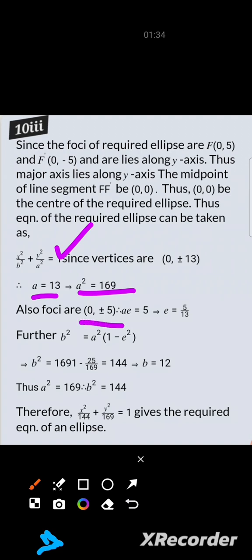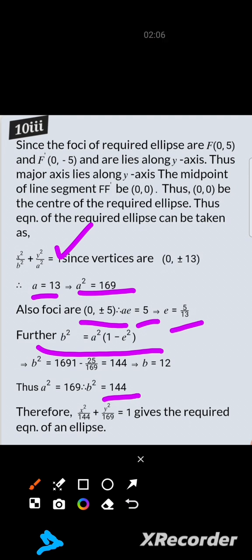So as we know, the foci are at 0 comma plus minus ae, so ae is equal to 5. Then by substituting the value of a, e comes to 5 by 13. So this is to be utilized to find the value of b, like the last sum. b square is equal to a square into 1 minus e square. So b square is coming to 144. Just simplify and find out the value of b square.